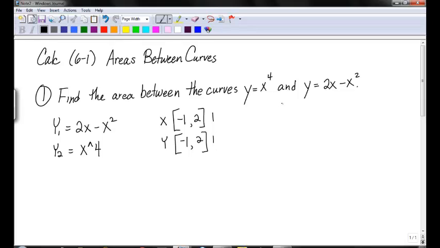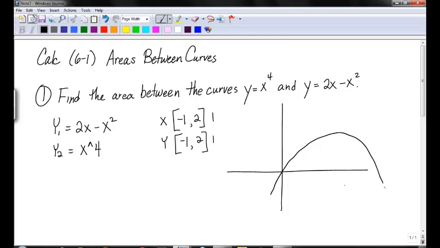If you sketch it, the first one is a parabola that opens down. Remember, you can tell it's a parabola because it's an x squared, and you can tell it opens down because there's a negative sign in front. It should be going from 0 to, it looks like 2, but we need to check it. For right now, graph y sub 2, put in the x to the fourth, and graph that one.